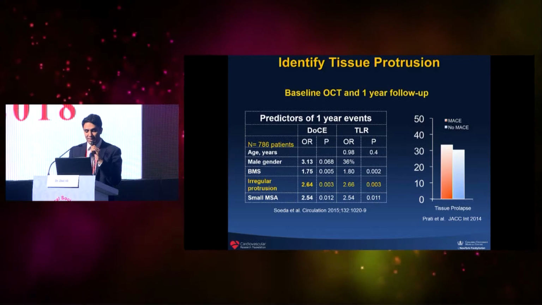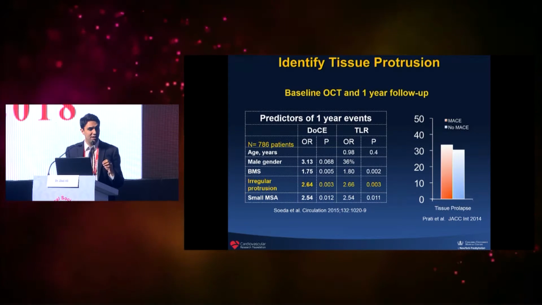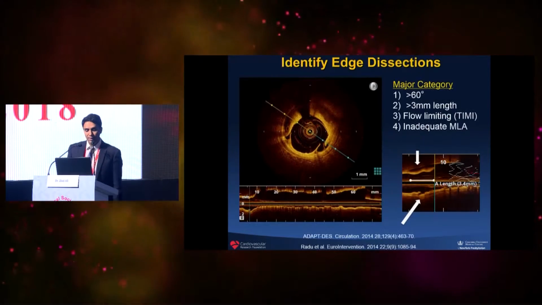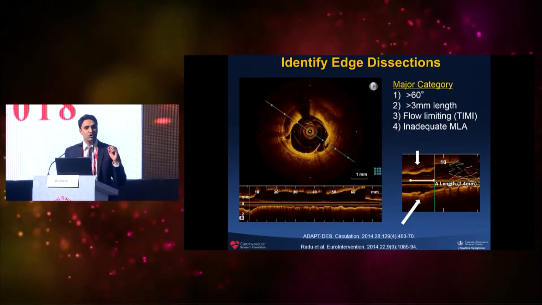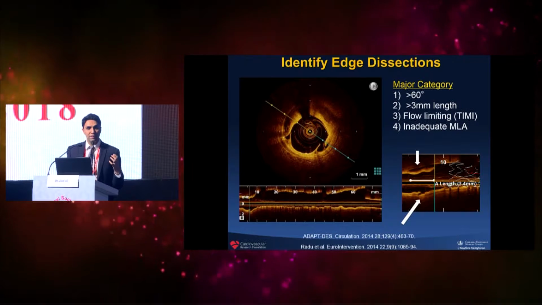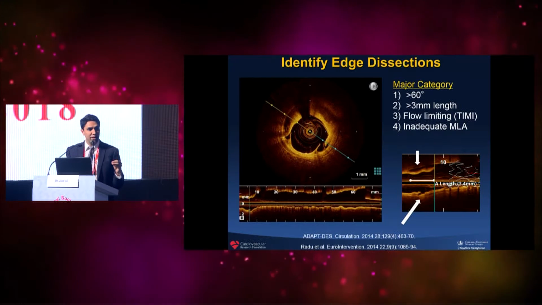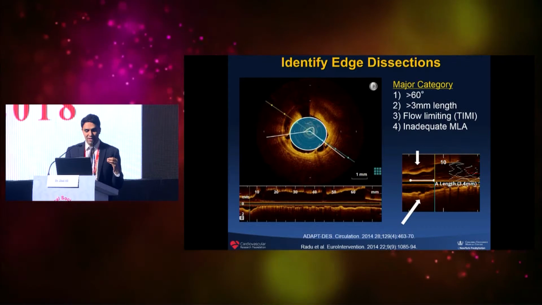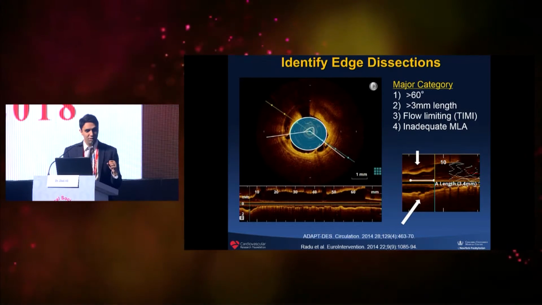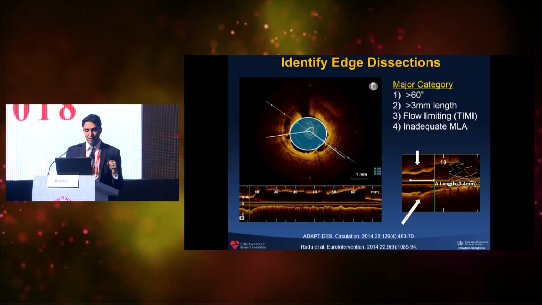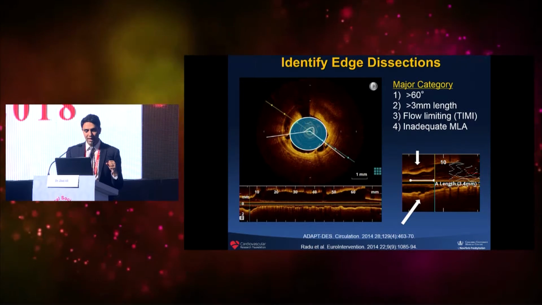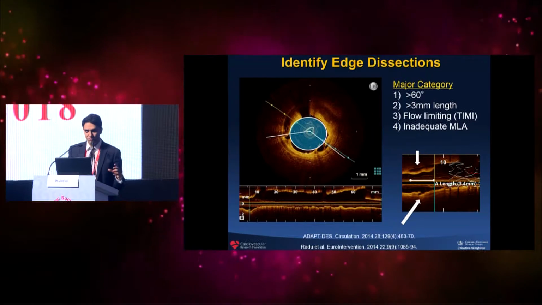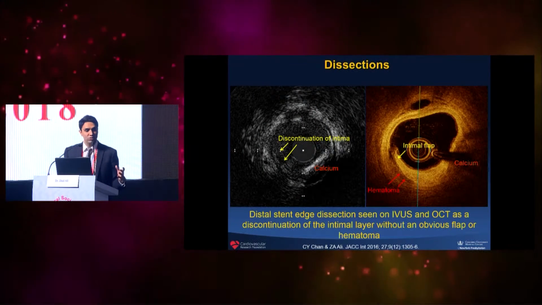And again, you can see that major adverse cardiovascular events are significantly common in this patient population. Determining edge problems, we make determination of what lesions should be treated by OCT extremely simply. If you have an arc of greater than 60 degrees, if your dissection is longer than 3 millimeters, if it's flow limiting, or if there's an inadequate MLA defined as an MLA of less than 4.5, that edge dissection should be treated.